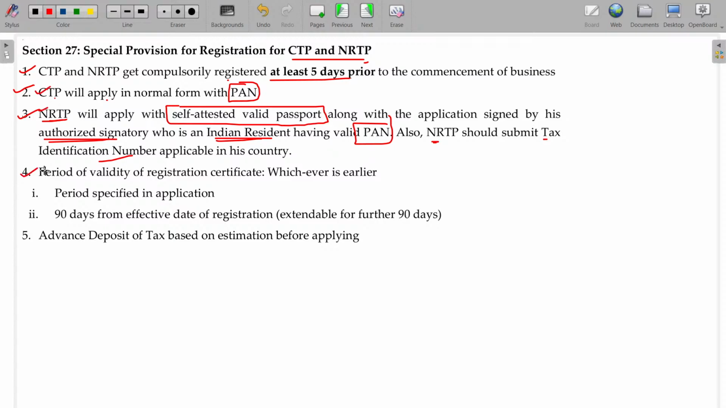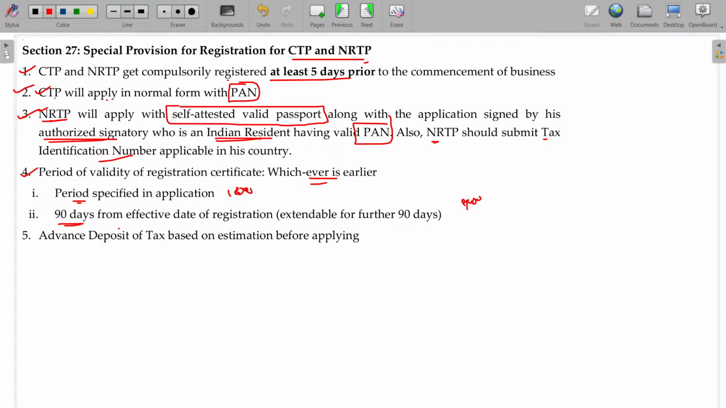And the validity period of CTP and NRTP is only 90 days or the period specified. You may operate for 1 month, sir, or 90 days, whichever is earlier will be taken. So, if you say, I want to operate 100 days, no, you cannot go. So, the period specified here is 90 days. Between these two, whichever is lower will be applicable.